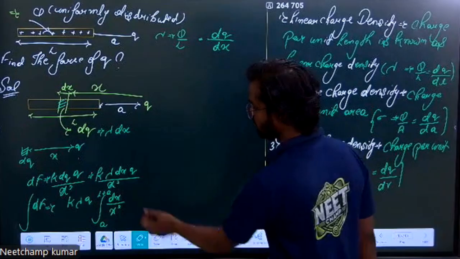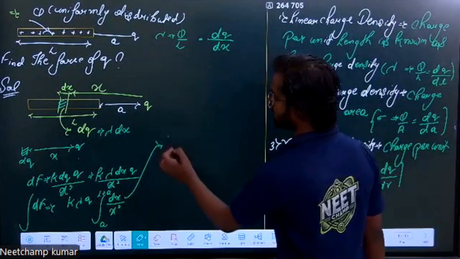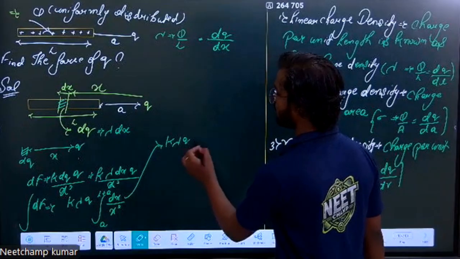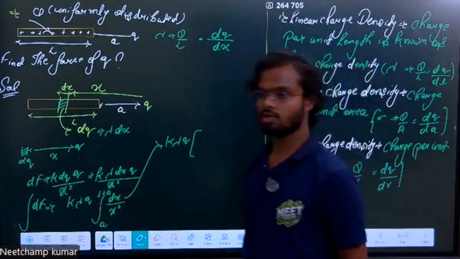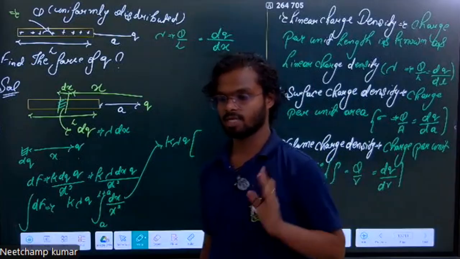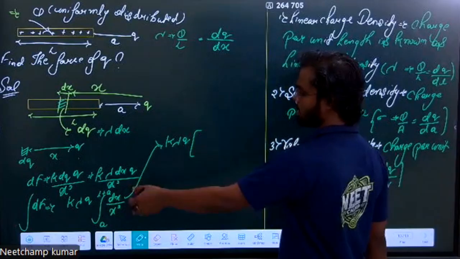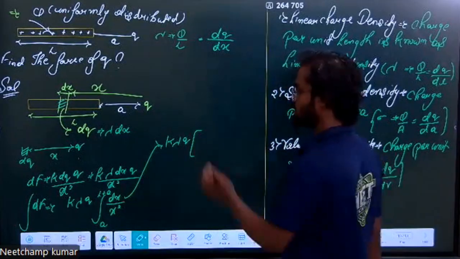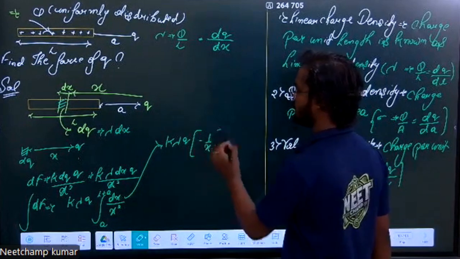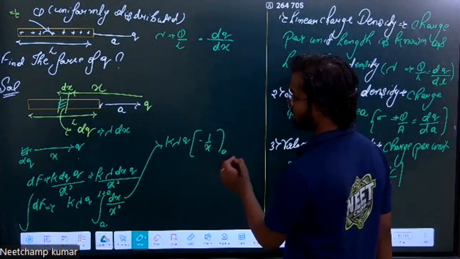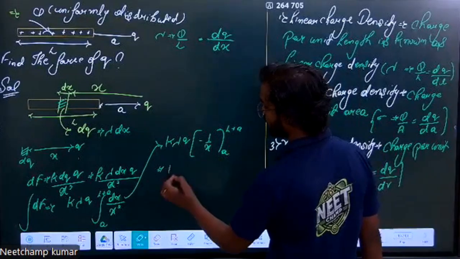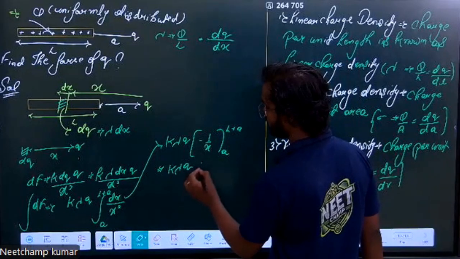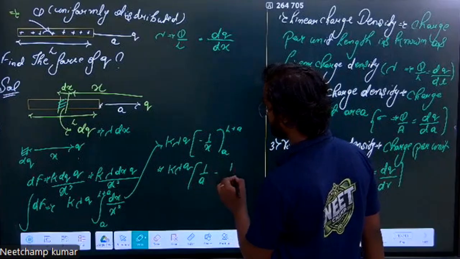So this is how now you have to simply integrate this. So this will become k lambda q, integration of 1 upon x square. Integration of 1 upon x square is minus 1 by x, right? So you will put the upper limit minus lower limit, right? So minus 1 upon x, from a to l plus a.